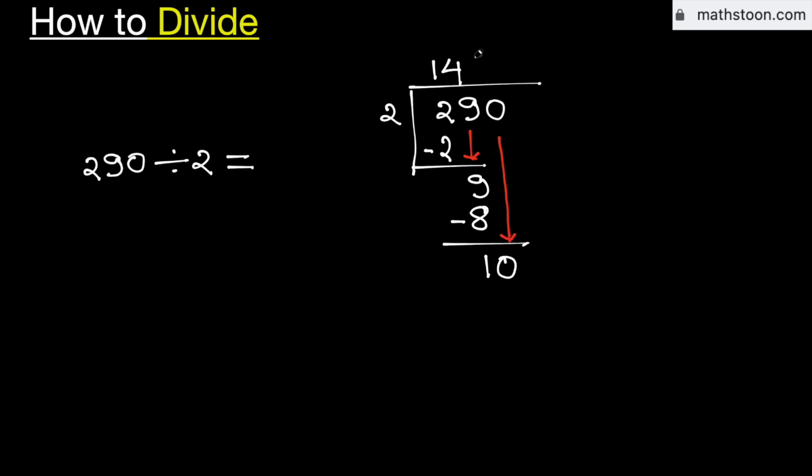And we know that 2 times 5 is equal to 10. Subtract, we get 0. As we get the number 0 and we have no number to bring down here, so we will stop. Therefore, 290 divided by 2 is equal to 145. And this is our final answer.